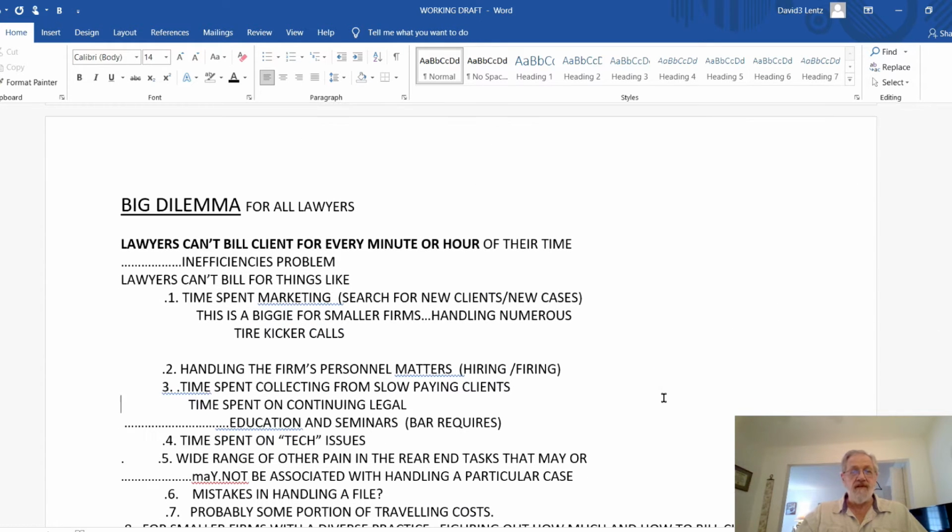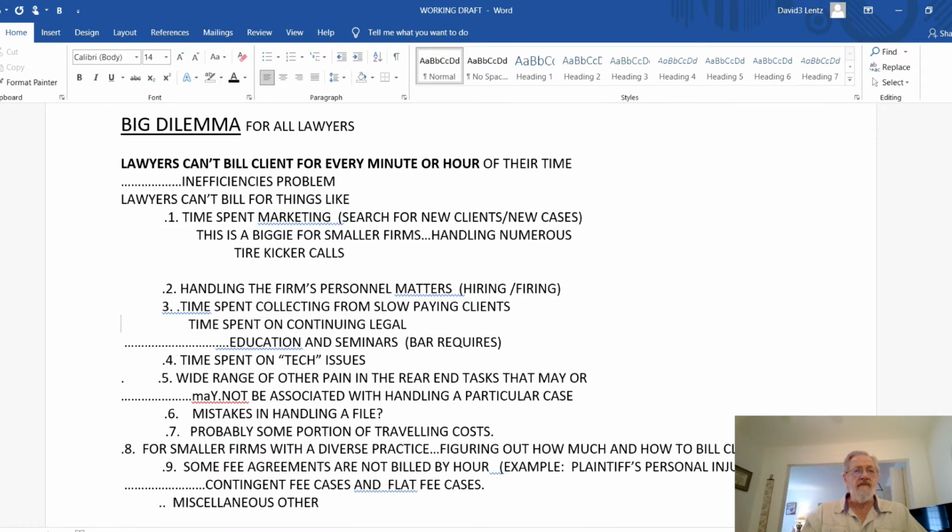So in any event, okay, here's the big dilemma. Lawyers can't bill clients for every minute or hour that they spend. The problem is the inefficiencies, and this is particularly true for partners, but it's even true for associate lawyers, and we'll talk about those in a minute. You can't bill for things like time you spend on marketing for new clients. You can't bill for tire kicker calls.